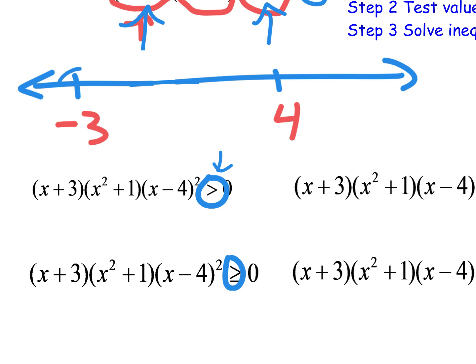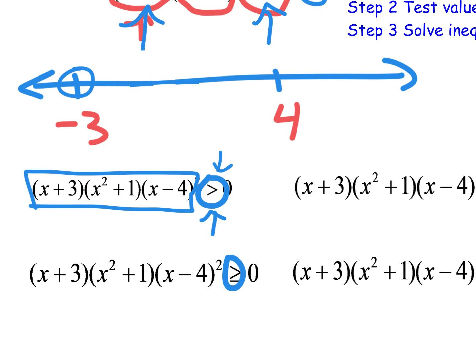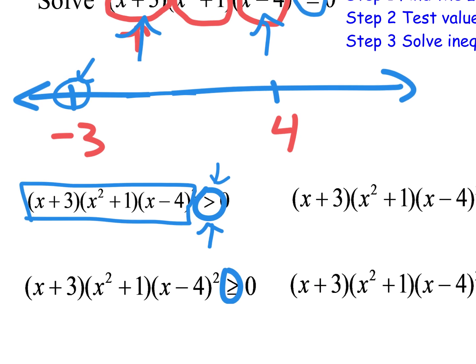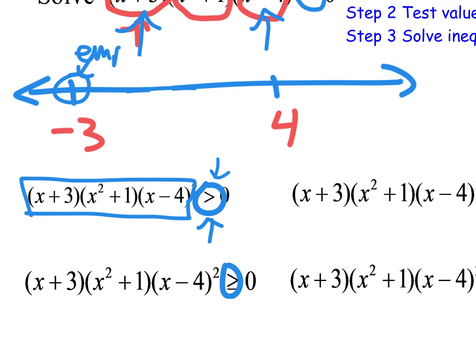Well, how about negative 3 itself? If I put in negative 3, it's going to make this whole thing equal 0. Is 0 bigger than 0? No. So I'm going to leave it empty. How about 4 itself? That's also going to make it equal 0, so that also has to stay empty. Now we're going to test one number in each interval.